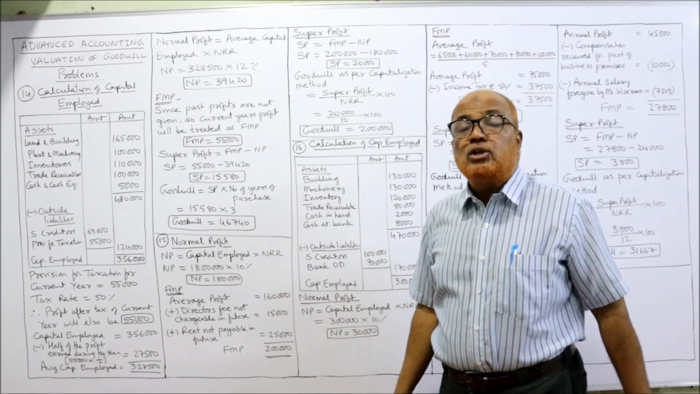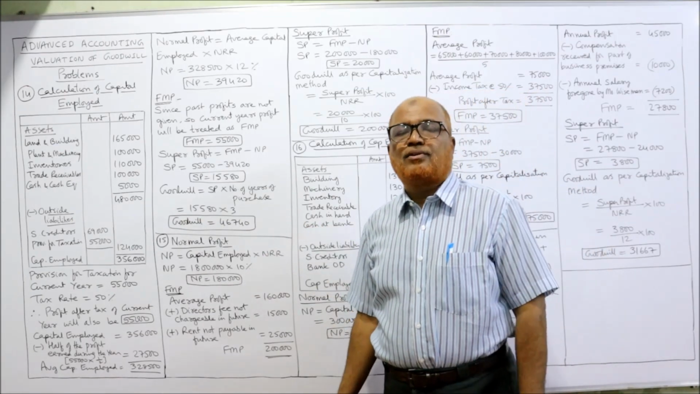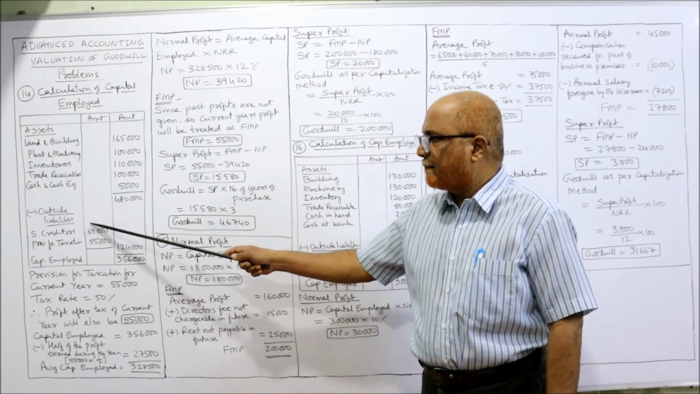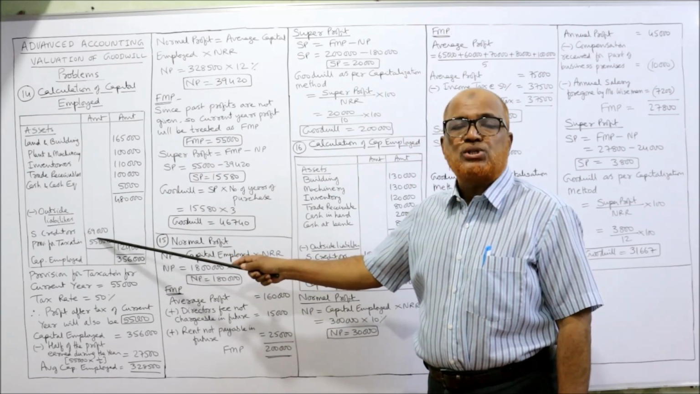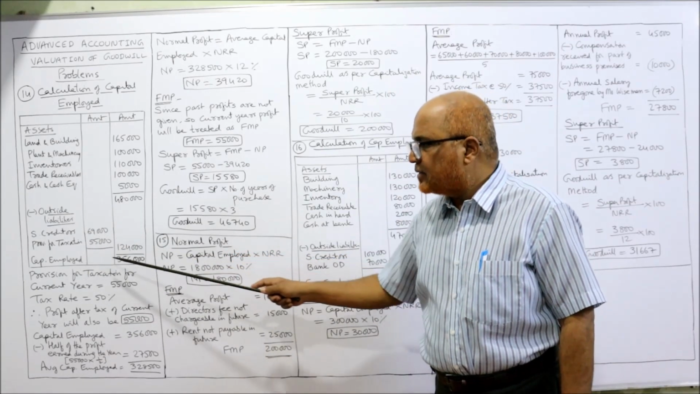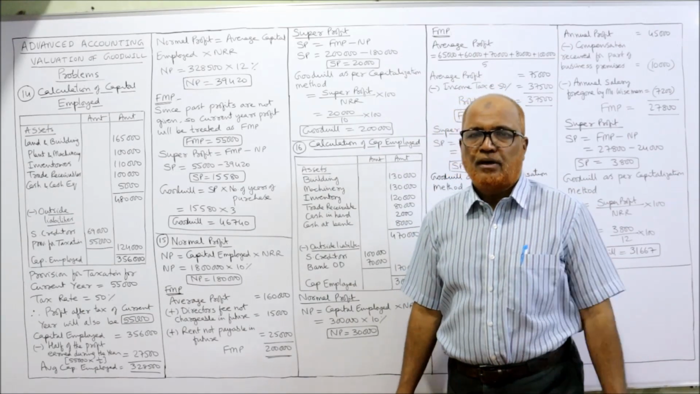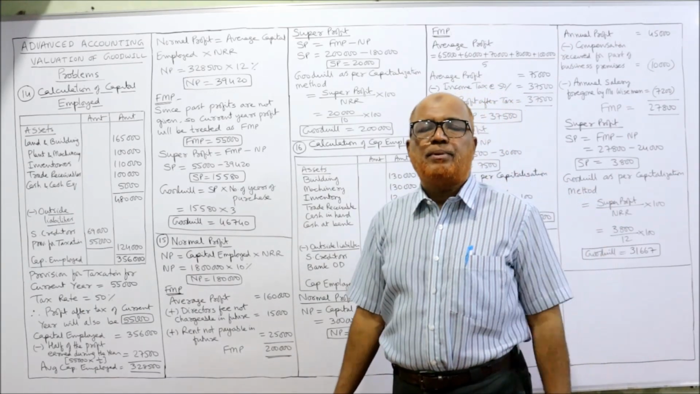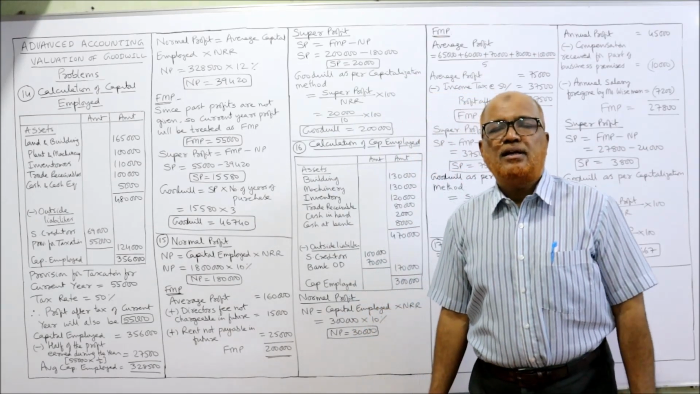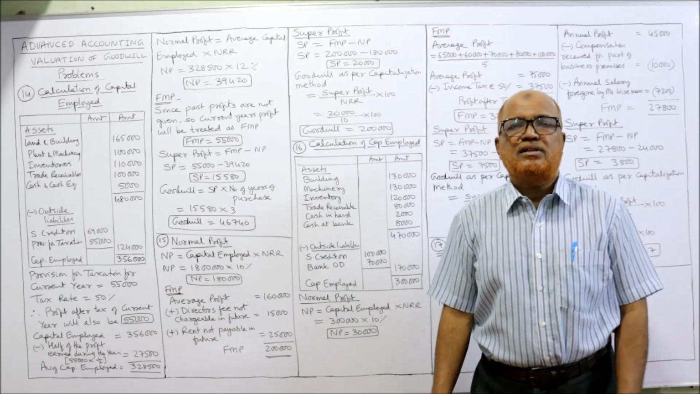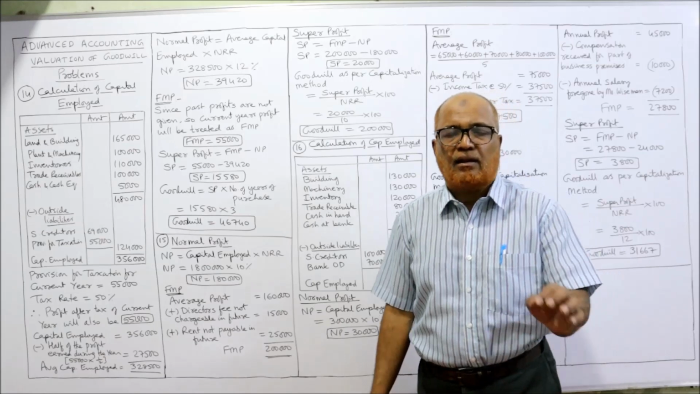Outside liabilities are only two: sundry creditors and provision for taxation. These two are the outside liabilities. Deduct, we get the capital employed 3,56,000 at the end of the year. Now from this closing capital, we have to deduct half of the profit earned during the year.